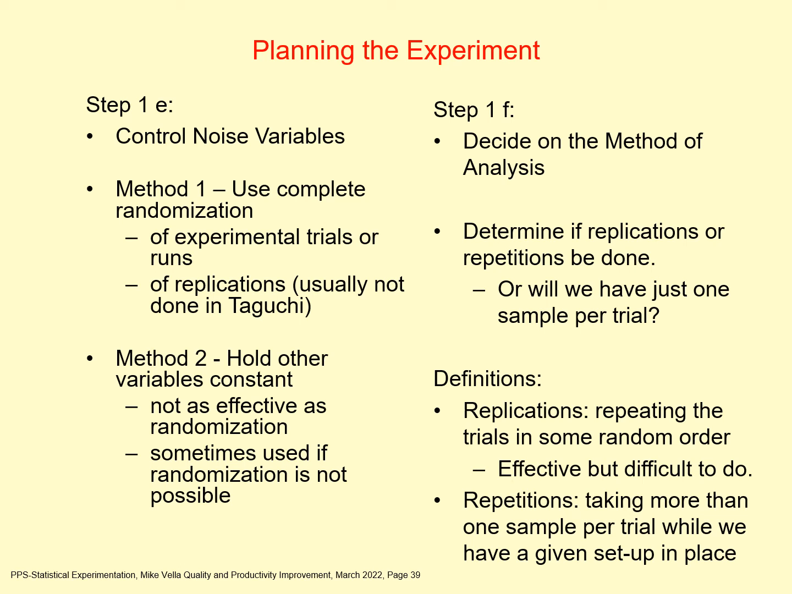Step 1F is to decide on a method of analysis. Determine if replications or repetitions are going to be done. Or will we just have one sample per trial? So a replication is repeating the trials in some random order. It's effective but difficult to do. And repetition is taking more than one sample per trial while we have a given setup in place. Most times, repetitions are favored over replications.